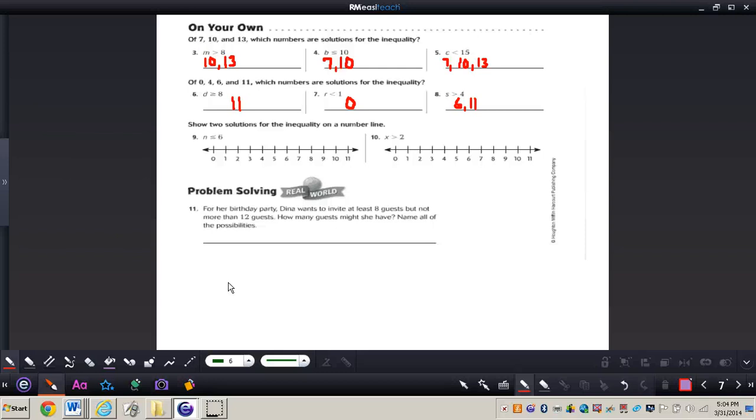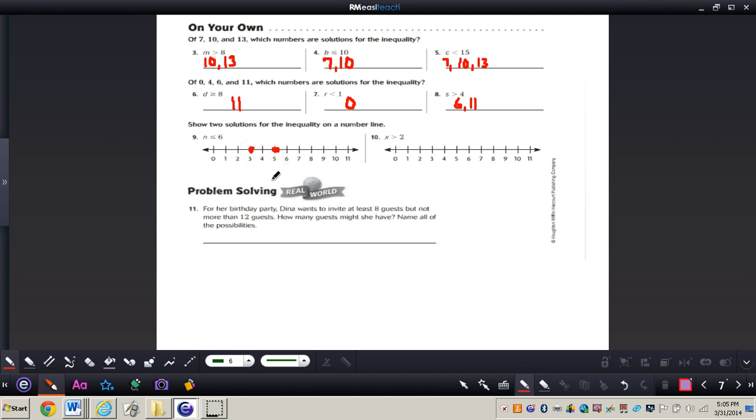So let's take a look at number 9. It says show 2 solutions for the inequality on a number line. So it says n is less than or equal to 6. So we need to think about any 2 numbers that would be less than or equal to 6. Okay, and what we could do, we could use 5 because that's less than 6. Just fill in that circle there on the number line. Then also 3. Have a circle there and fill that circle in on the number line.